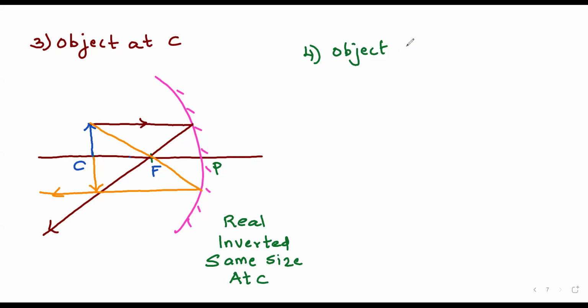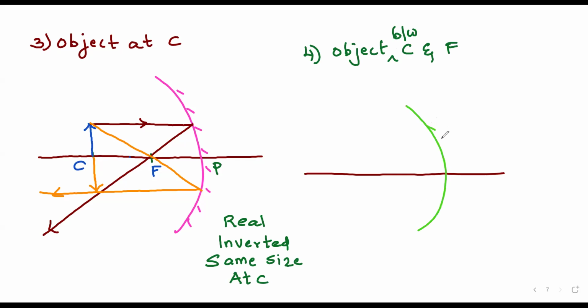Now, the fourth image formation is when the object is between F and C. Object between C and F. Okay. So first we will draw the principal axis. Then we will draw the mirror, concave mirror, mark all the points, P, 2 or 3 centimeters to your F, again 2 or 3 centimeters to your C, and then you keep the object between C and F.